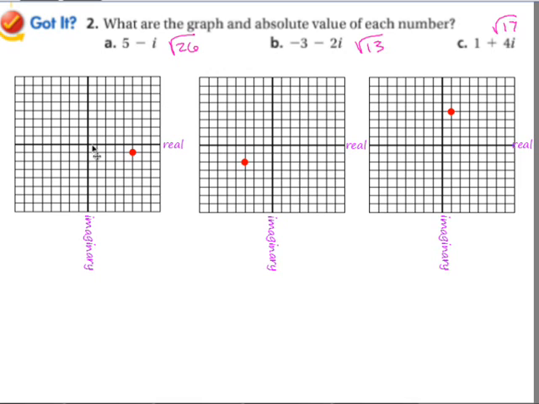And then the graph over here, this is over 5 on the real and down 1 on the imaginary. This is left 3 on the real and down 2 on the imaginary. And then this is over 1 and up 4 on the imaginary. So it looks complicated. It's really not too bad. Okay.